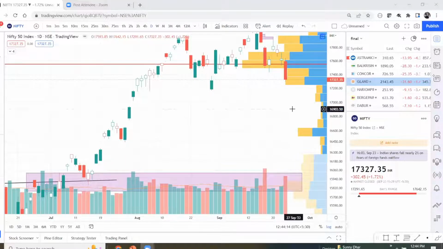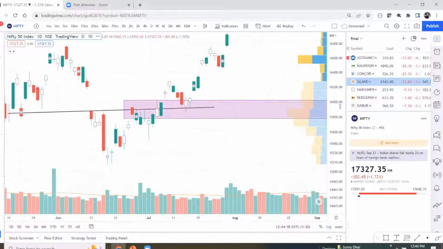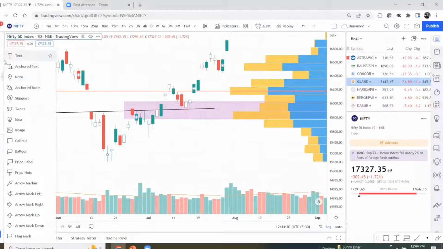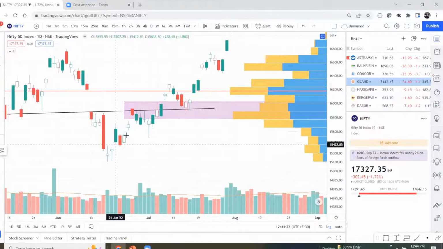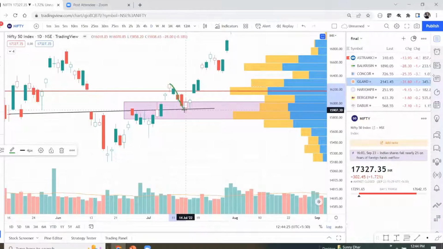FTR actually is fail to return. Fail to return actually means, see, when the price is returning, normally our opinion is that it will break and go like this. But because this is an FTR zone, what will happen is that price, this is actually a flag limit.